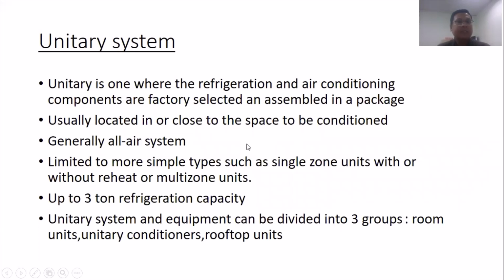And then after we introduce the single and multiple zone systems, now we go to another type of system. We call it the unitary system. So what is the unitary system? Unitary is one where the refrigeration and air conditioning components are factory selected and assembled in a package. So when we apply a unitary system, you bring it together in one package.